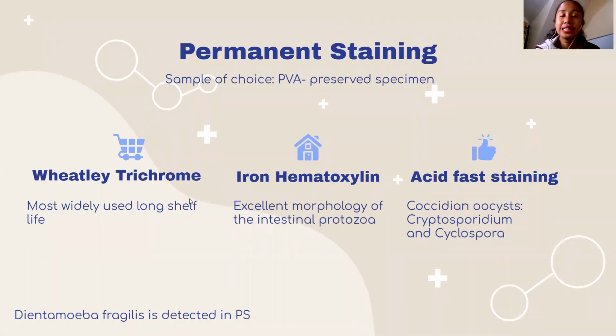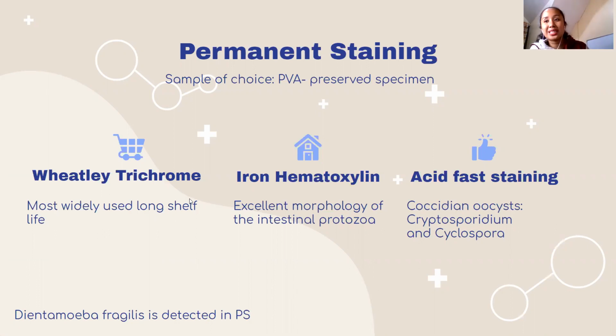Okay. So, class, yun yung mga temporary staining. So, temporary staining, class, you cannot keep them for a very long time. So, you just look at it for a while, tapos you can throw it away, dispose it. However, in permanent staining class, you could store them, you could keep them, and there will be no changes. So, according to Zybeck, the sample of choice is PVA preserved specimen. So the fixative recommended for permanent staining class is PVA na 10% formalin.